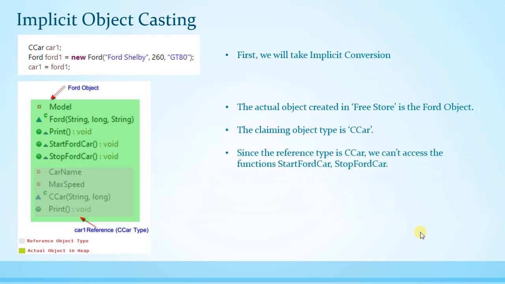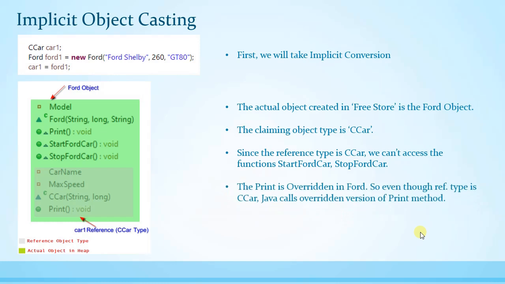Since the reference type is CCar, we cannot access the functions startFoodCar and stopFoodCar. So you can see that in the picture. You can only access whatever is marked as gray color here. Since that is the object type we are using to refer to the actual Food object, even though the Food object contains the model, startCar and stopCar, with this reference car1 we don't have access.